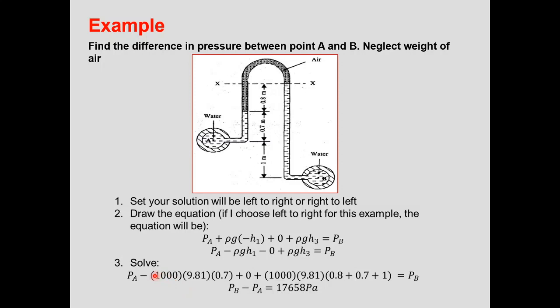Okay, the third step, solve the equation. Okay, you don't know what is PA and PB, but the question now is you just need the pressure difference. So don't worry, although it is one equation with two unknowns. So PA minus rho g h, and then the density for water is 1000, g is 9.81, and h is 0.7, plus 0, plus the third fluid is water again, 1000 times 9.81 times, okay, the h is 0.8 plus 0.7 plus 1 equal to PB. Okay, solve it, and then you got PB minus PA equal to 17,658.